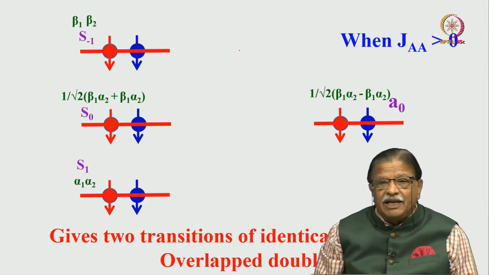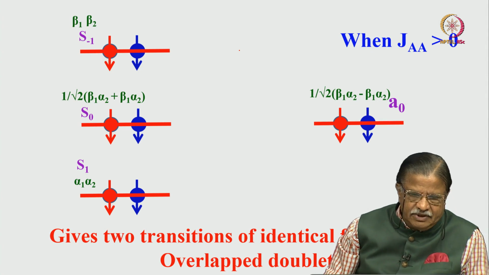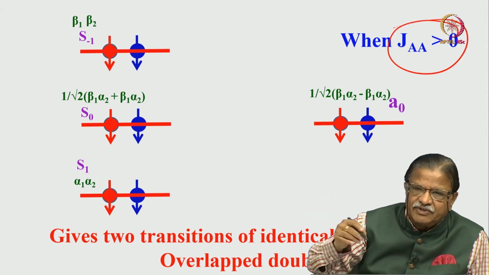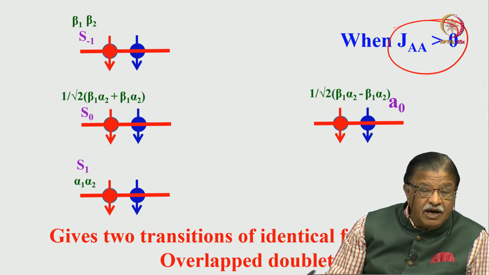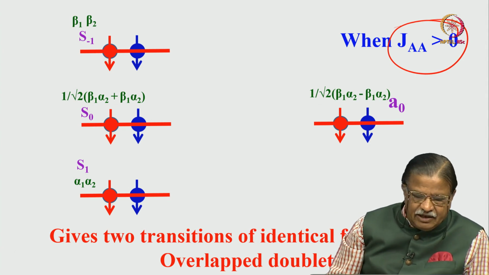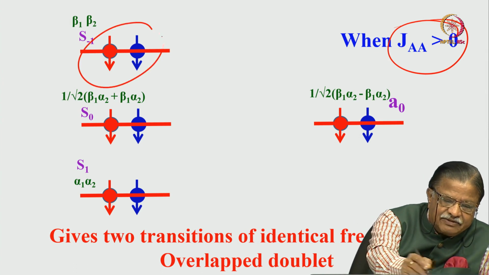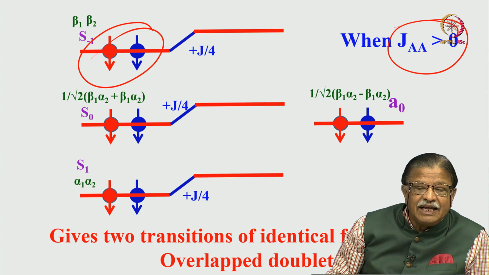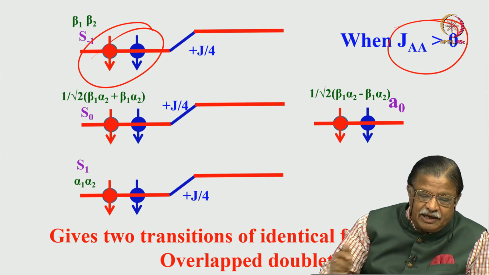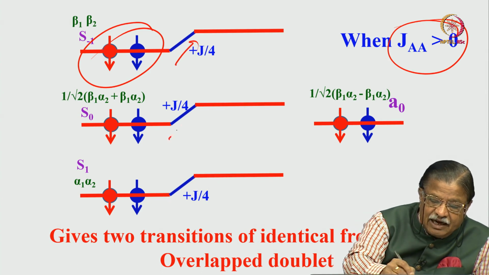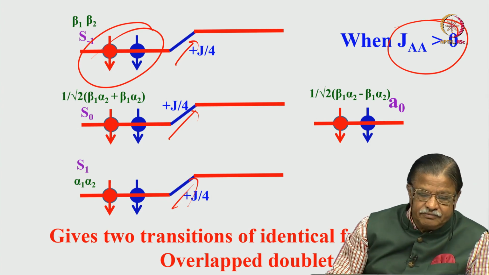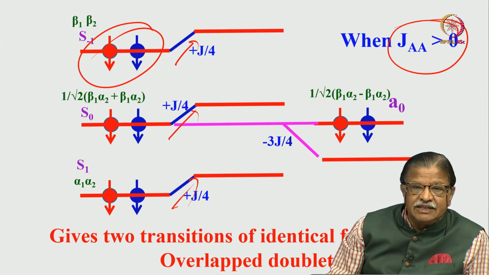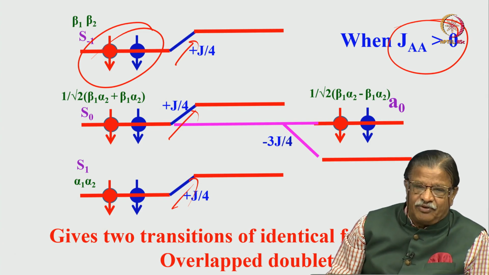What happens if the coupling is non-zero? Same example as we discussed for the AA case. When the coupling becomes non-zero, that means JAA is greater than 0; of course, it can be less than 0 also, I said non-zero. We again have 3 symmetric energy states, and as I said, when there is a coupling, these energy states are shifted up by J by 4, whereas the antisymmetric energy state is shifted down by 3J by 4.